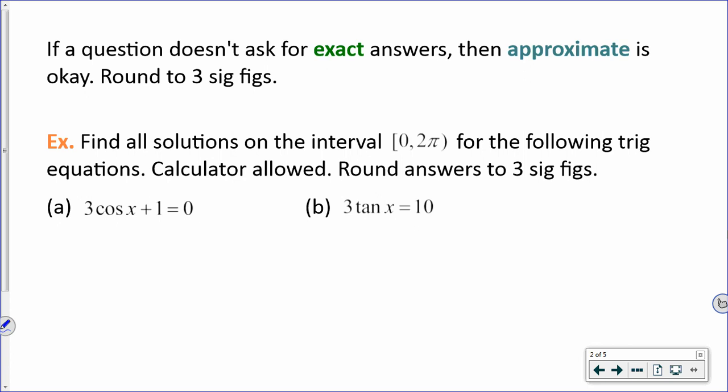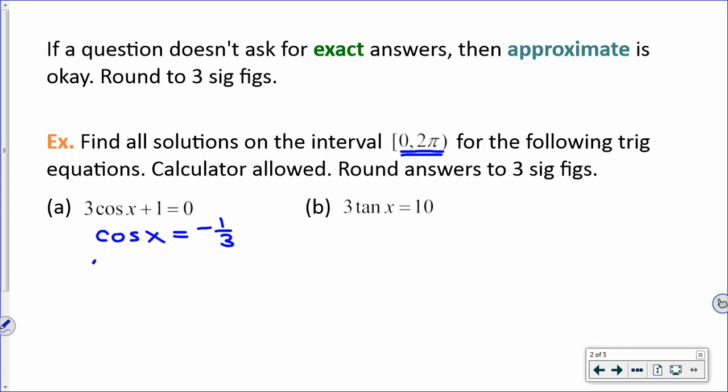For example, find all solutions on the interval 0 to 2 pi, which means it's asking us for a radian answer, all the radian answers on one rotation of the circle for the following trig equations. We want to start by isolating the trig function, so subtract 1 and divide by 3. And we see negative 1/3 is not one of our recognizable ratios, so it's not a 30, a 45, or a 60-degree angle, or a pi over 3, pi over 4, pi over 6.